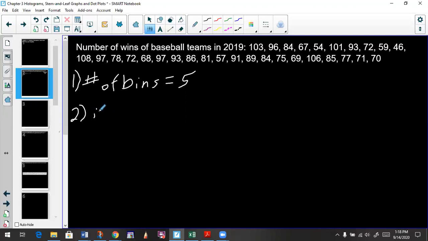So for the interval, the way that you calculate the interval is you take the maximum number in your data list minus the minimum number, and you divide that by the number of bins.